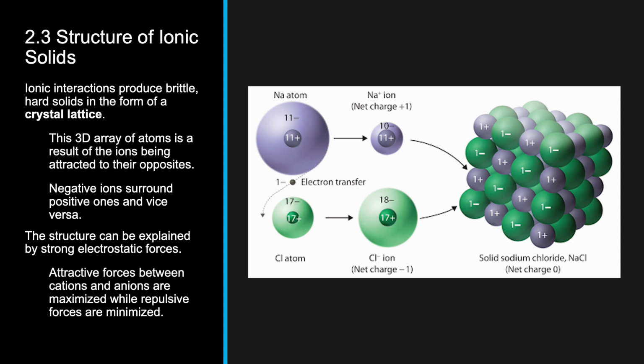Ionic interactions produce brittle, hard solids in the form of crystal lattices. This 3D array of atoms is going to be a result of the ions being attracted to their opposite charges. So for example, in this figure on the right here, we have our sodium cations and our chlorine anions. Each cation will be surrounded by anions, and each anion will be surrounded by cations. So they form this way to maximize the attraction between the cation and the anion and minimize the repulsion. So there's no cations next to each other and no anions next to each other, or else they would repel.